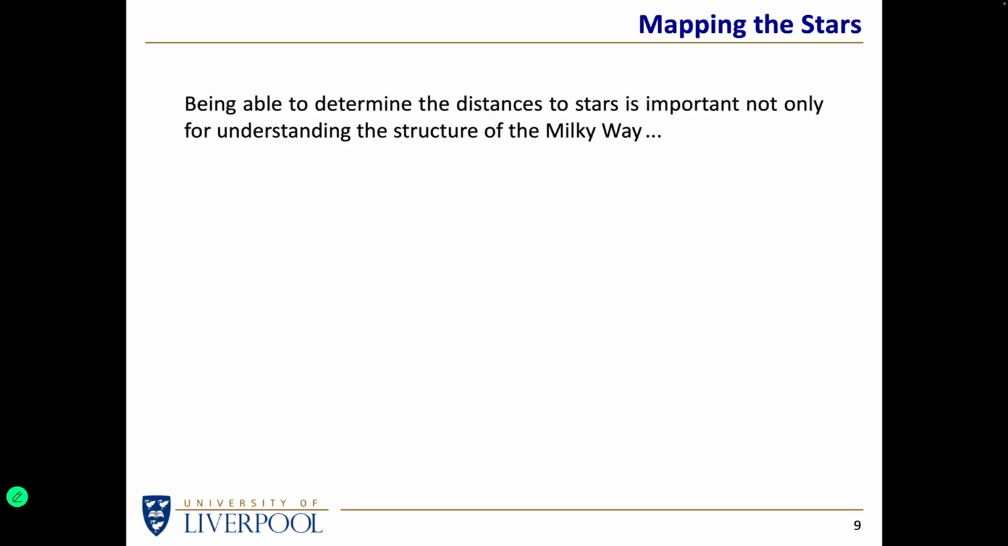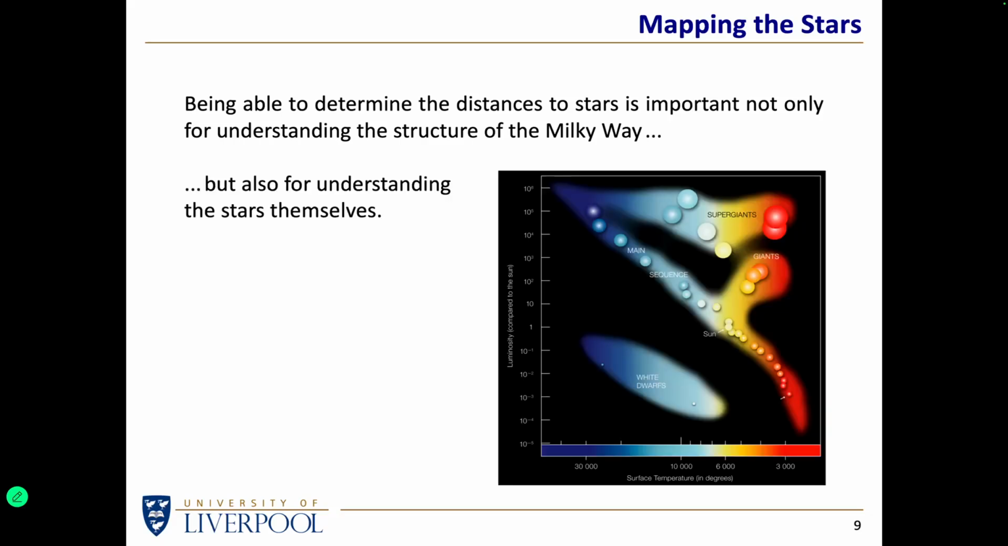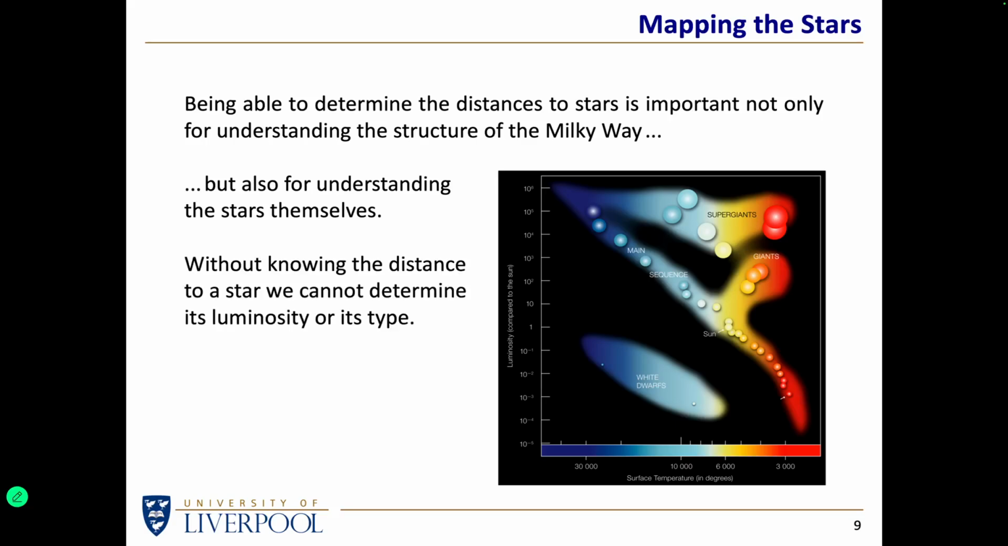And bear in mind that we want the distances not only so that we can figure out what the full three-dimensional structure of the Milky Way is. We actually need to know the distances simply to understand the stars themselves. Because if you think of mapping out stars in the familiar HR or Hertzsprung-Russell diagram, where we plot the luminosity of a star on the vertical axis and the colour of a star on the horizontal axis, without knowing the distance to a star, we can't determine its luminosity.